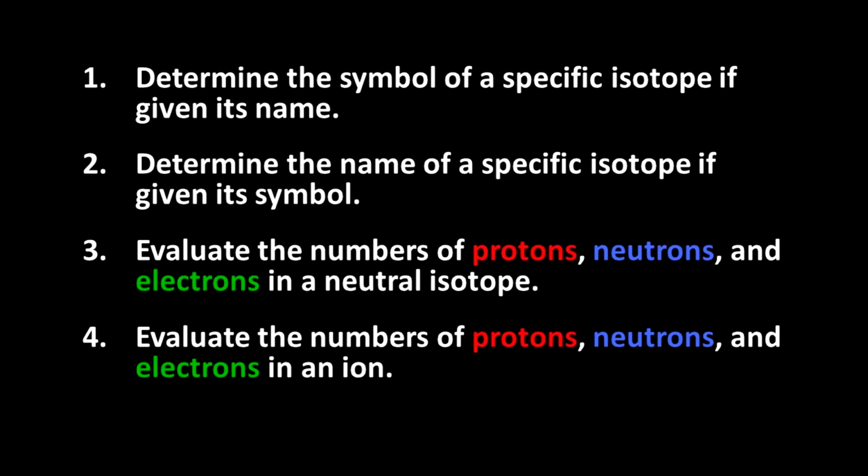This video will cover the strategies needed to solve the following types of isotope problems. 1. Determine the symbol of a specific isotope if given its name. 2. Determine the name of a specific isotope if given its symbol. 3. Evaluate the numbers of protons, neutrons, and electrons in a neutral isotope. And 4. Evaluate the numbers of protons, neutrons, and electrons in an ion.